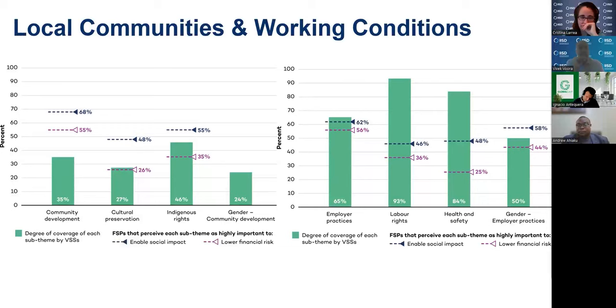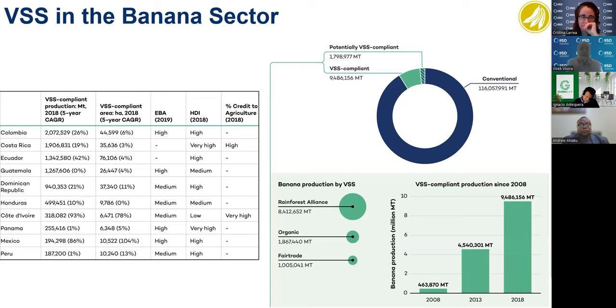So examining the market performance of VSS in specific agricultural sectors can reveal interesting investment opportunities. As shown on the image to the right-hand side of the slide, almost 10% of all bananas produced in 2018 was VSS compliant. Most of the top 10 VSS compliant banana producers experienced significant growth in production between 2013 and 2018. It's also useful for investors to take a look at the Enabling the Business of Agriculture, as well as the human development indices for these countries.